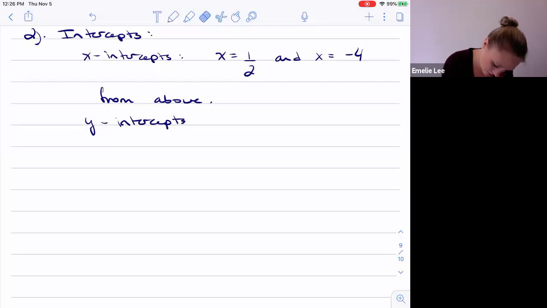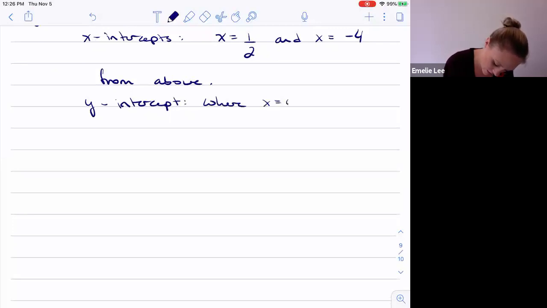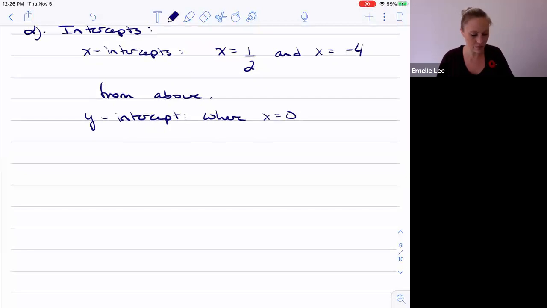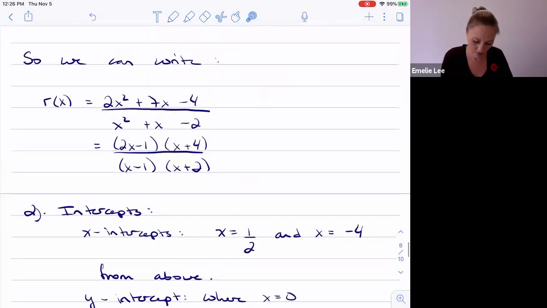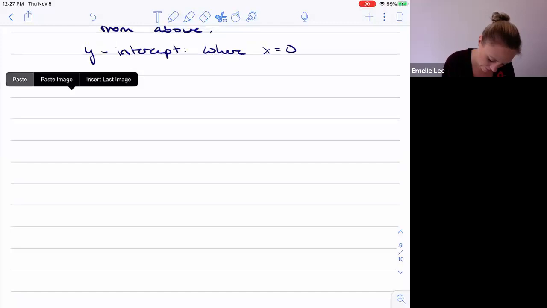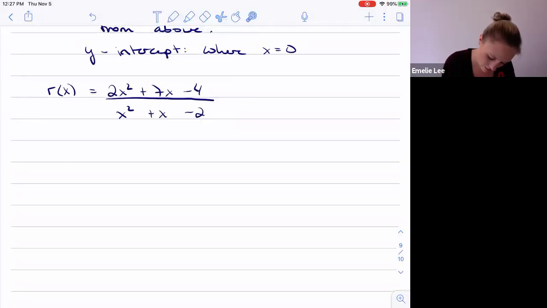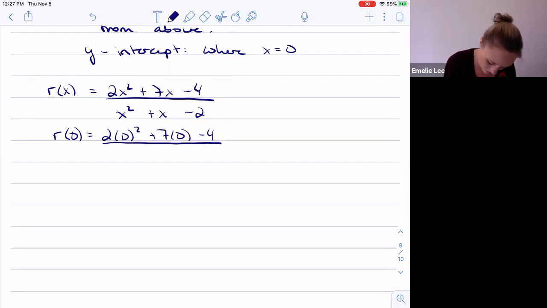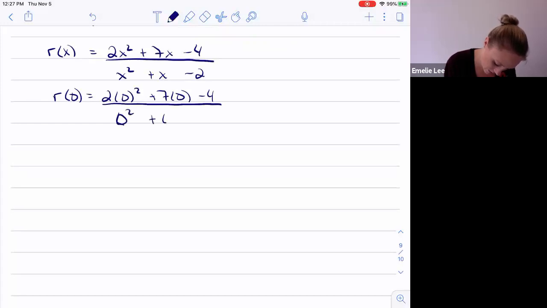The y-intercept, singular, typically is where x equals 0. So what I'm going to do is you can use the original equation, this one, or this one. I think the safest way to do it is just to use the original equation. And so I'm going to steal this here. Copy. Paste. So r of 0 is 2 times 0 squared plus 7 times 0 minus 4, divided by 0 squared plus 0 minus 2.